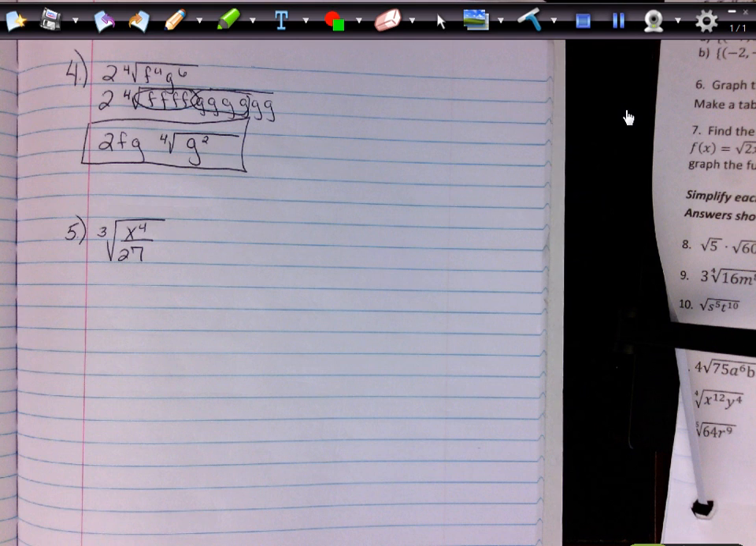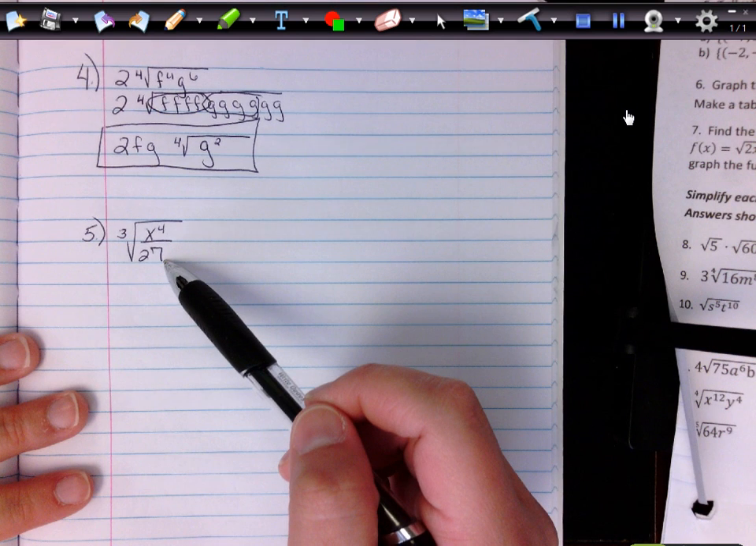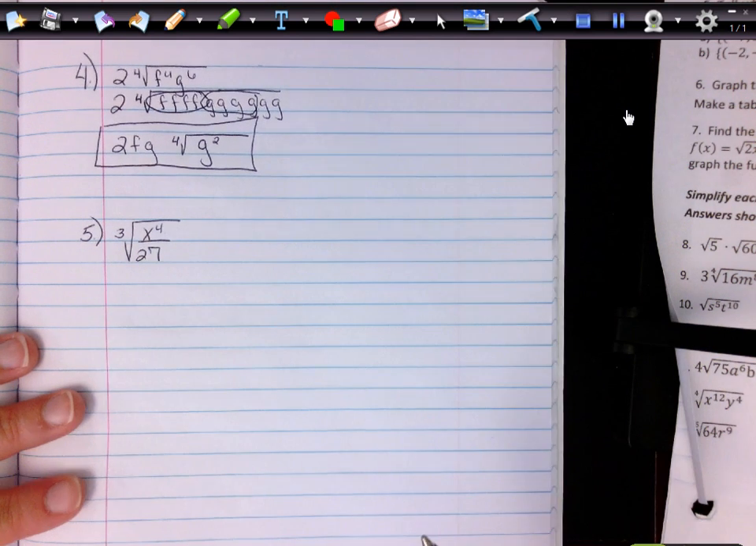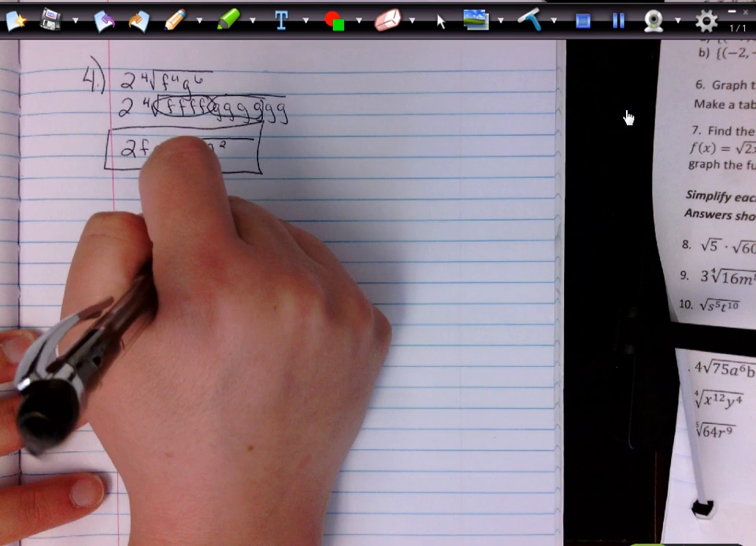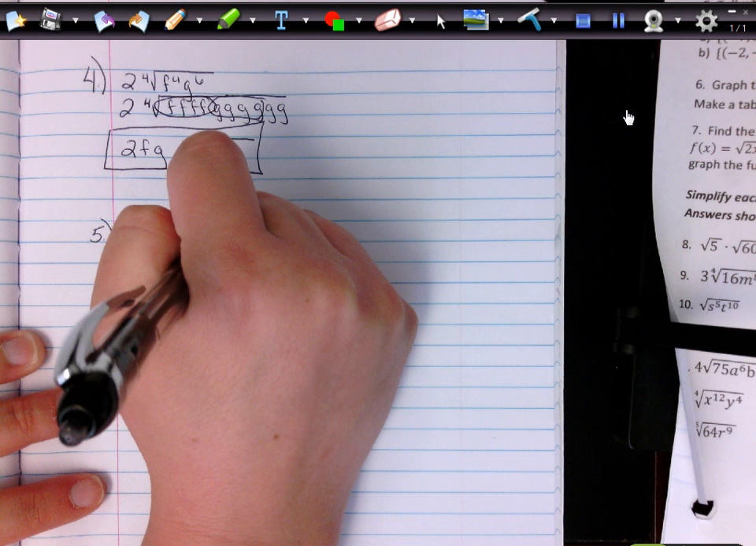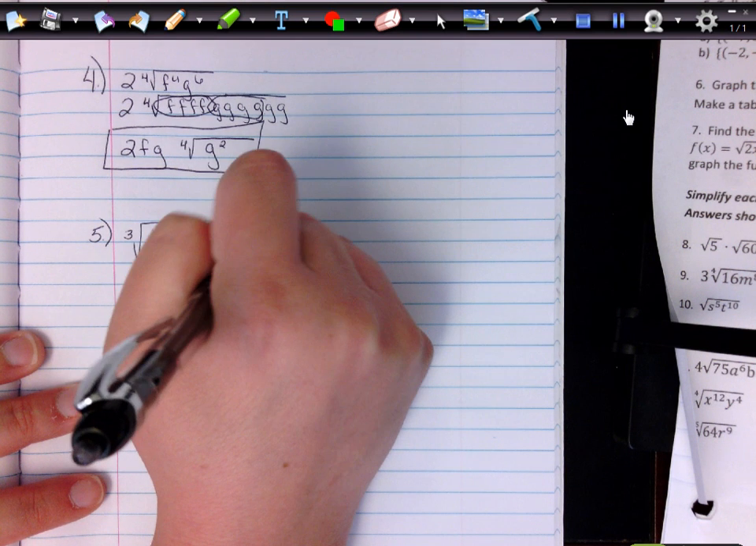All right, here's number 5. We're getting back into our fractions just like we did yesterday, but I have a 3rd root of x to the 4th over 27. Again, the same way as yesterday, I'm going to look to see if I can reduce this, and I can't because there's no numbers to reduce and there's no x's in the numerator and denominator. So I'm going to do the same thing I did yesterday. I'm going to go ahead and split this up and say the 3rd root of x to the 4th and the 3rd root of 27.